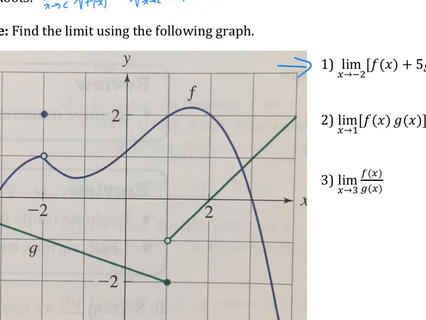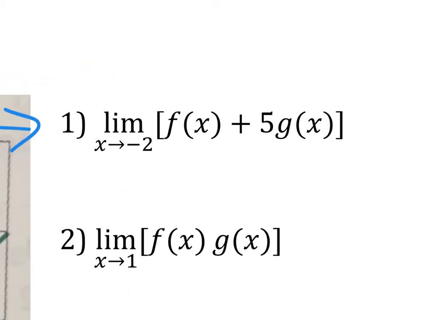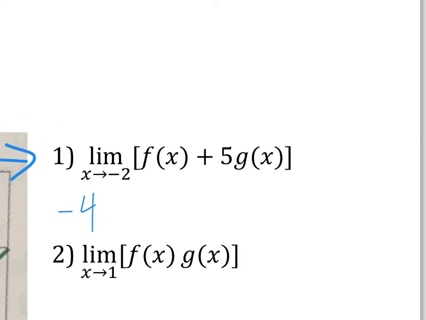Okay, so let's have you try this first one. Limit as x goes to -2 of f of x plus 5g of x. So look at the graph and try to do this one. All right, let's just check the answer first before I show you how to solve it. What is the answer? -4.